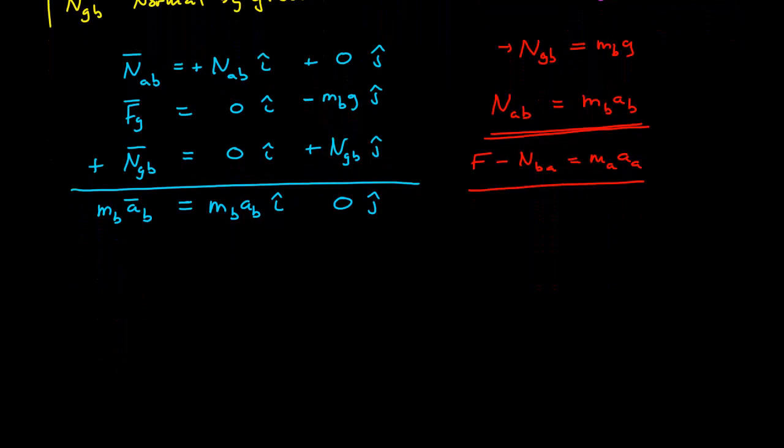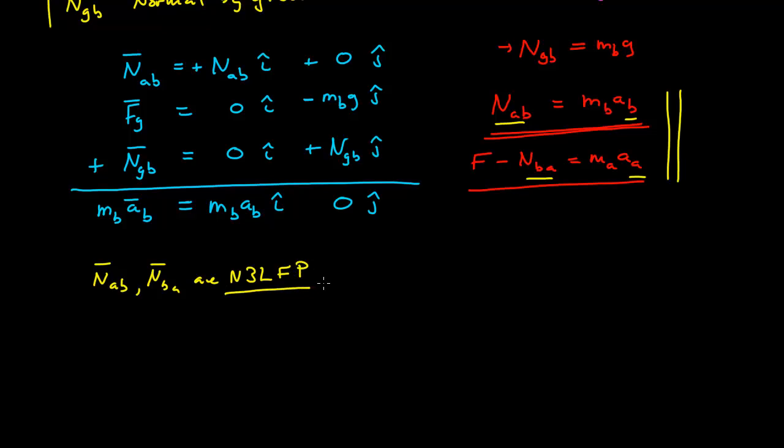So it's important to note that at the moment we have two equations and four unknowns: acceleration of A, acceleration of B, the normal force of A on B, and the normal force of B on A. And so the first thing that we can identify is that the normal force of A on B and the normal force of B on A are Newton's third law force pairs.